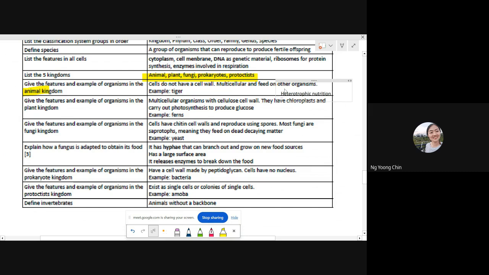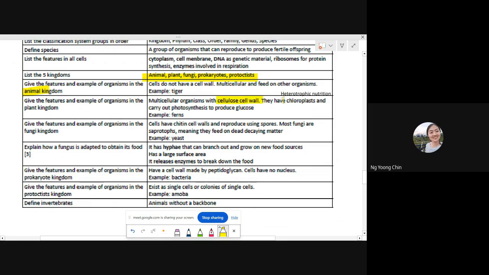That means we depend on the external food source, heterotrophic nutrition. And then this one, give the feature and example of the organism in the plant kingdom. The plant kingdom are multicellular organisms with a cellulose cell wall. Every plant cell has a cell wall.